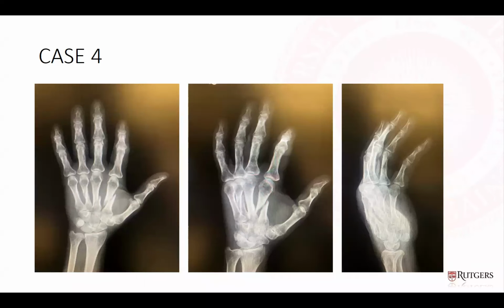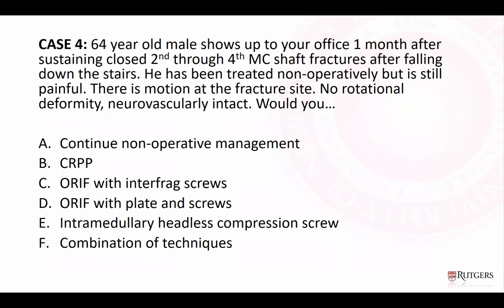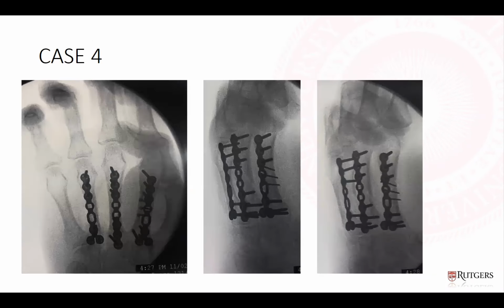This was the fourth case, second through fourth metacarpal fractures, that failed non-operative management, at least at a month, and then was ultimately taken for ORIF with plates and screws. I believe the initial thought going into the OR was to try for a closed reduction percutaneous pinning, but it was unable to get it reduced. I think they started with the index metacarpal, fixed that, and then there was some shortening of the long and ring fingers, so they decided to plate them all while they were there.